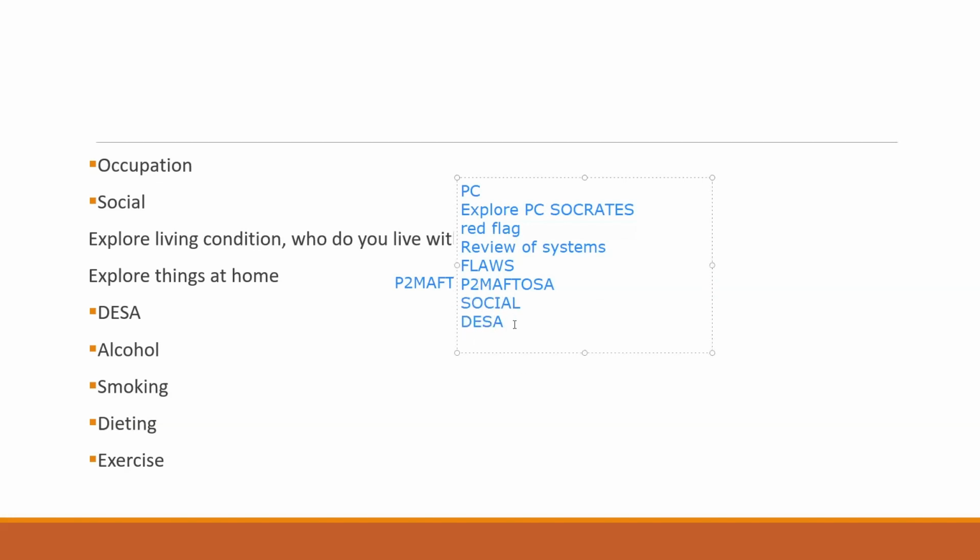Could you please repeat the flags, I got lost. Yes, let me just write it out. So we have fever, lumps and bumps, appetite, weight loss, and sweating. Okay.